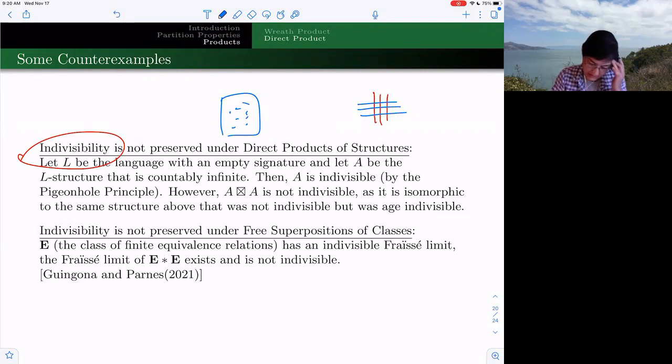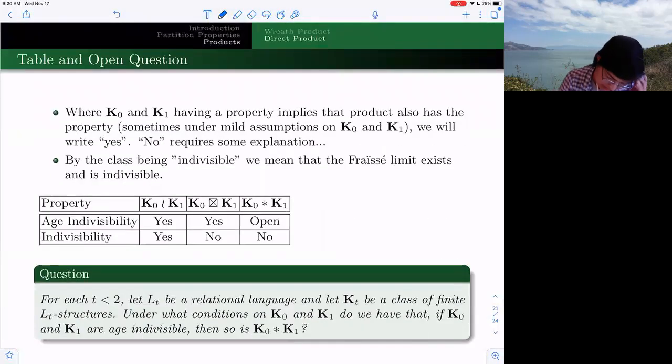So there's an open question that we'd like to see solved. What about this free superposition? The idea is take something in this language, something in this language, choose to glue it together in some way and make the class of all of those. Does that preserve age indivisibility? Just don't know.